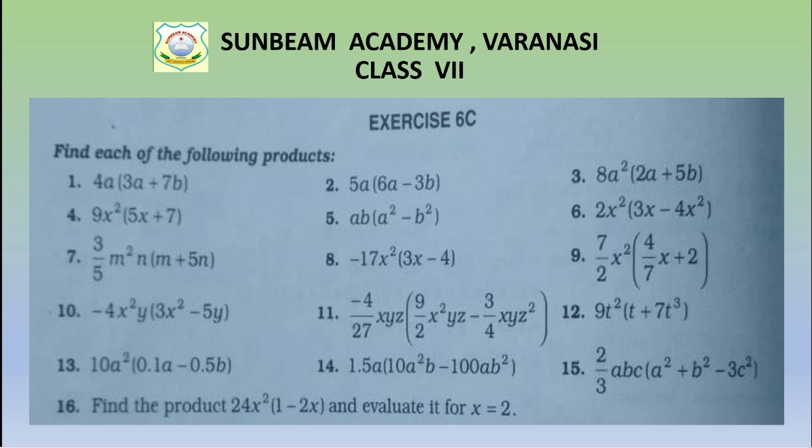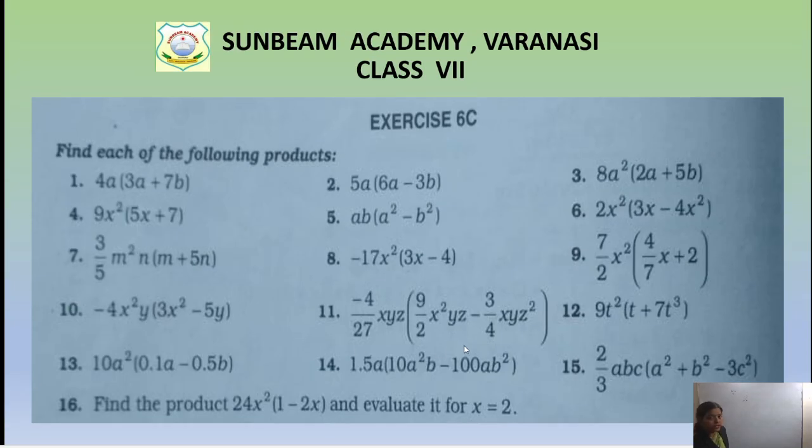It is question number 11. Write it down properly, children. Minus 4 by 27, minus 4 by 27. And what is this? X, Y, Z. Okay, X, Y, Z, 3 variables are there.